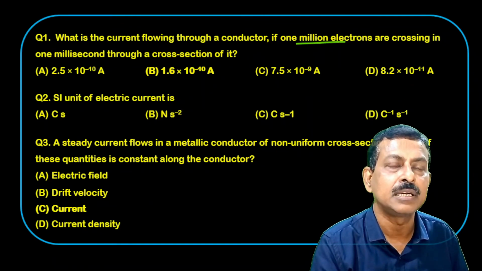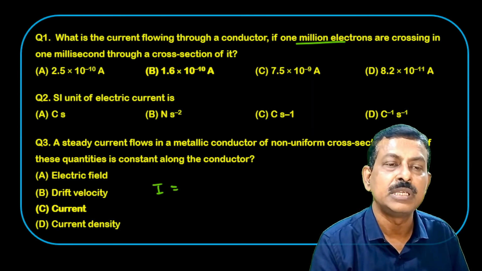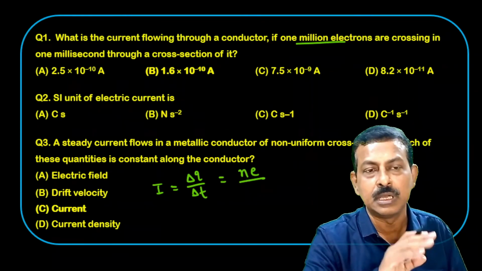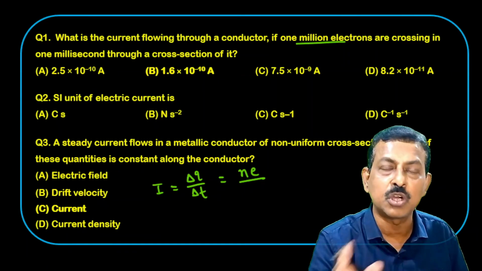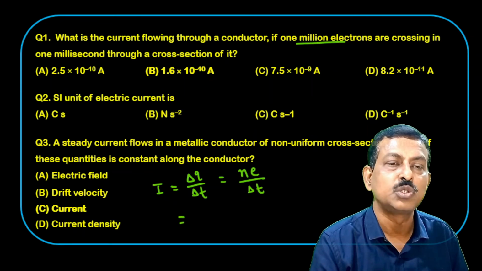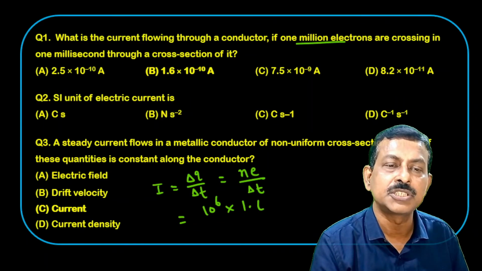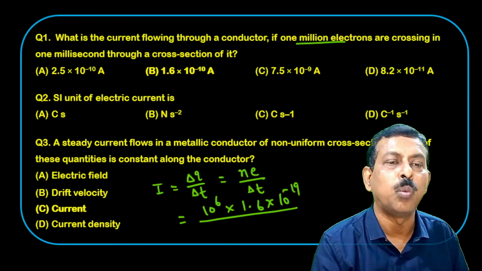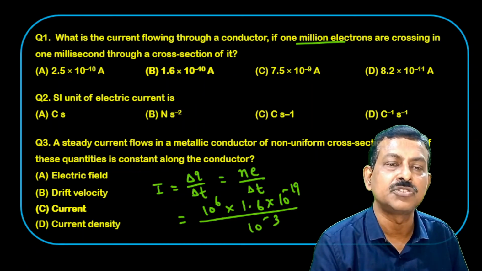Now we know that current is basically the rate of flow of charge. So it is delta Q by delta T. And for this delta Q, we can take it as n e, because we have a particular number of electrons flowing through that conductor, and it is divided by delta T. So if you substitute 1 million, 10 to the power 6, electronic charge 1.6 into 10 to the power minus 19, divided by 1 millisecond, 10 to the power minus 3 second.